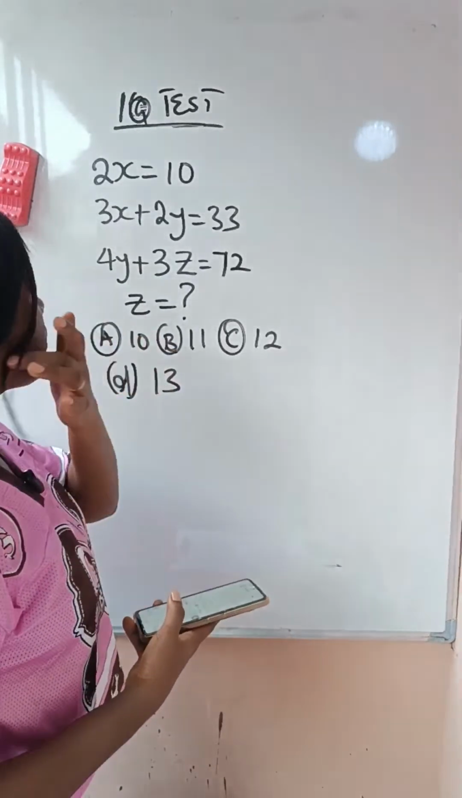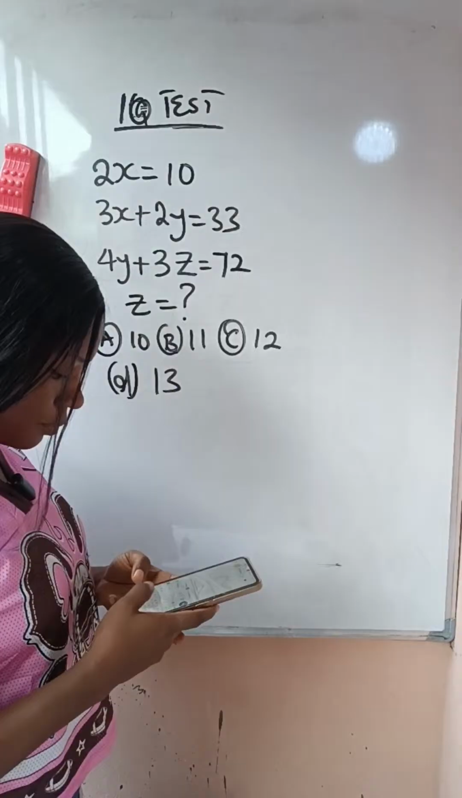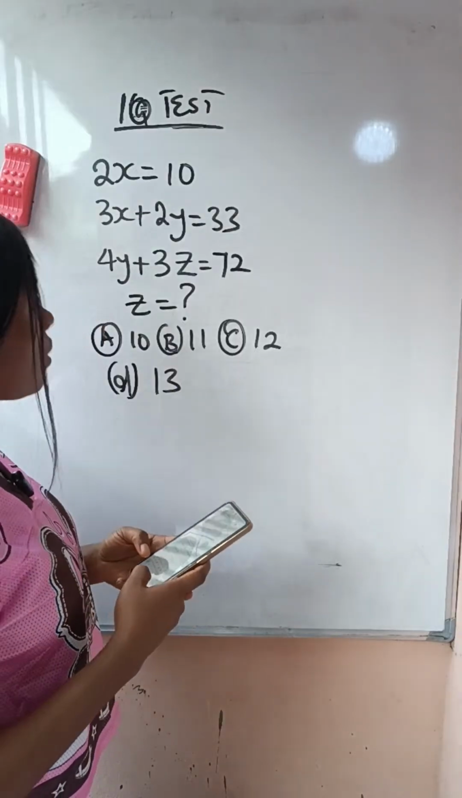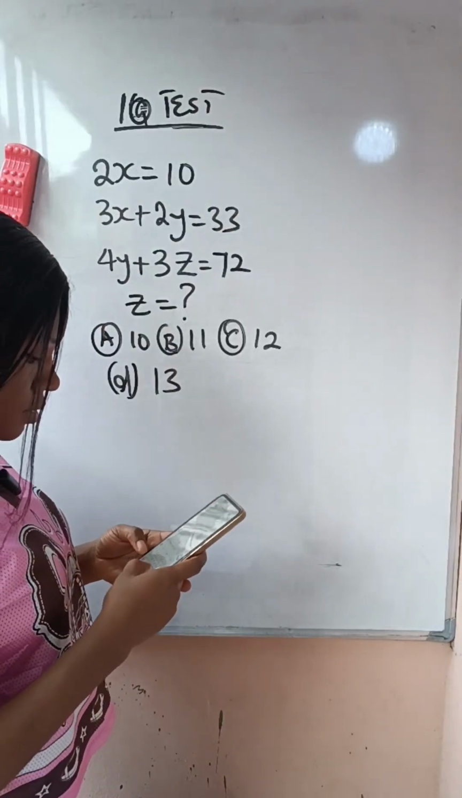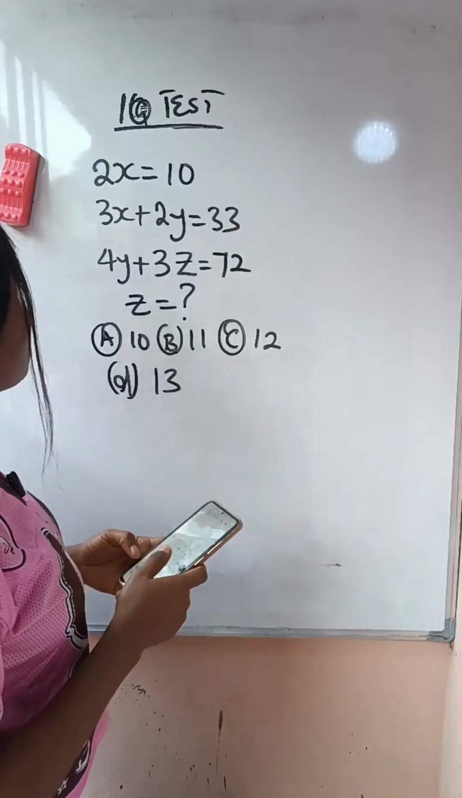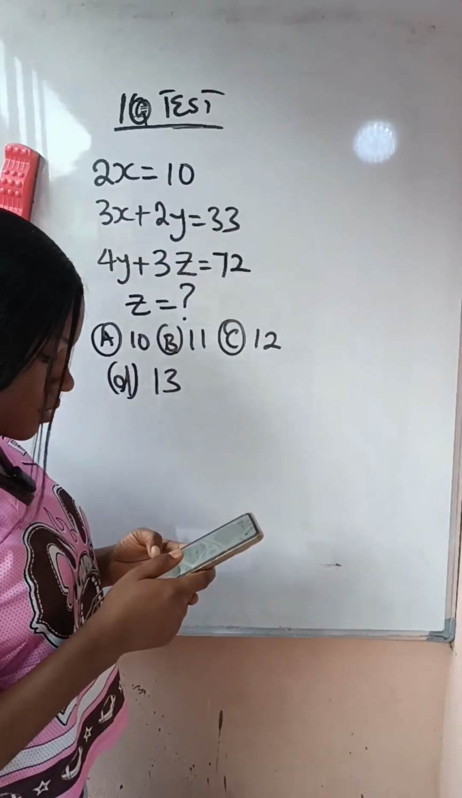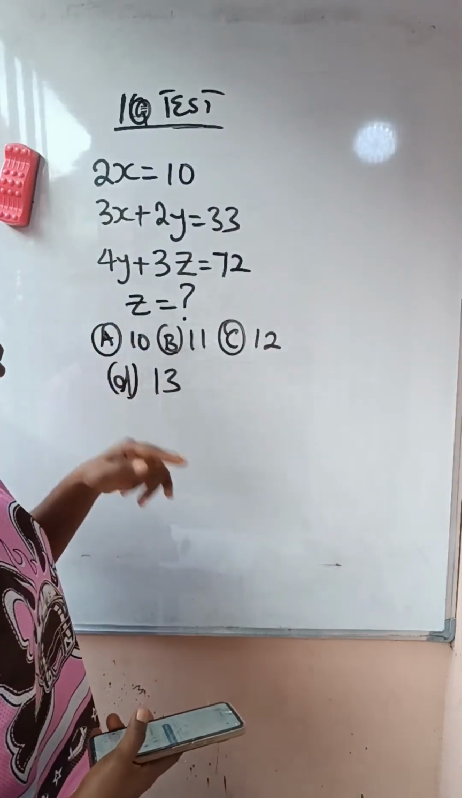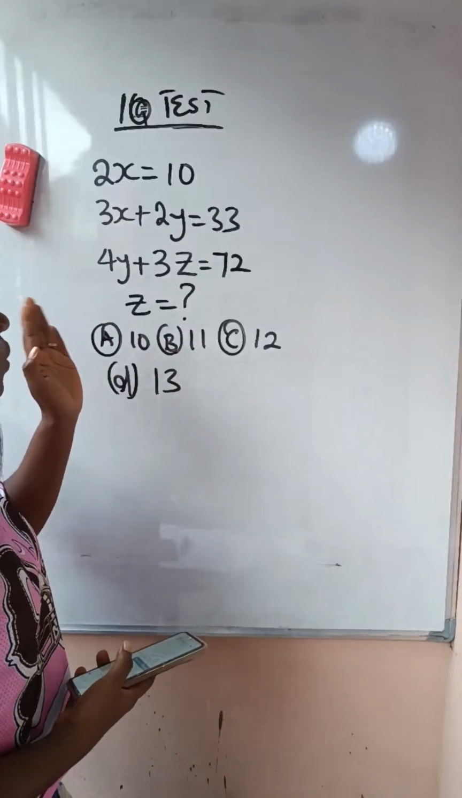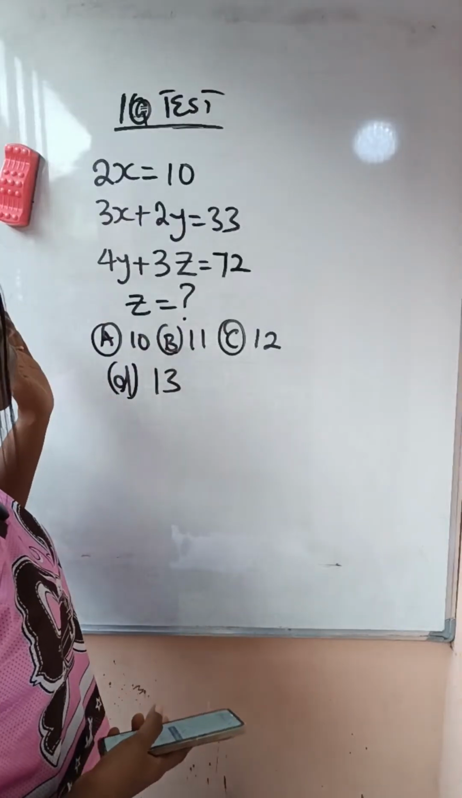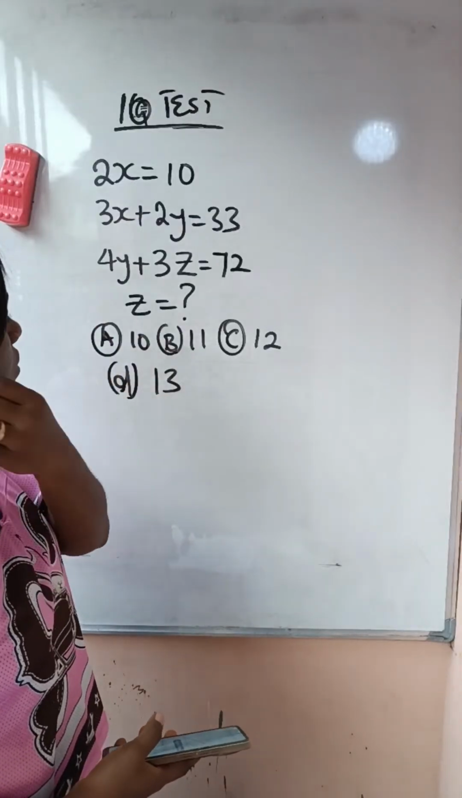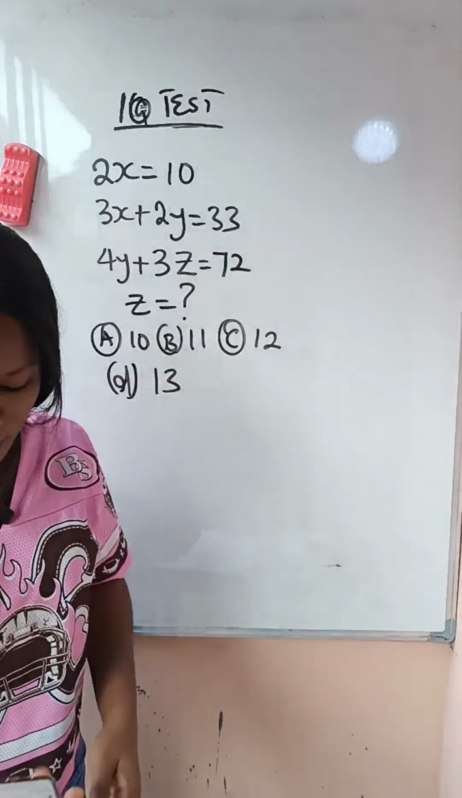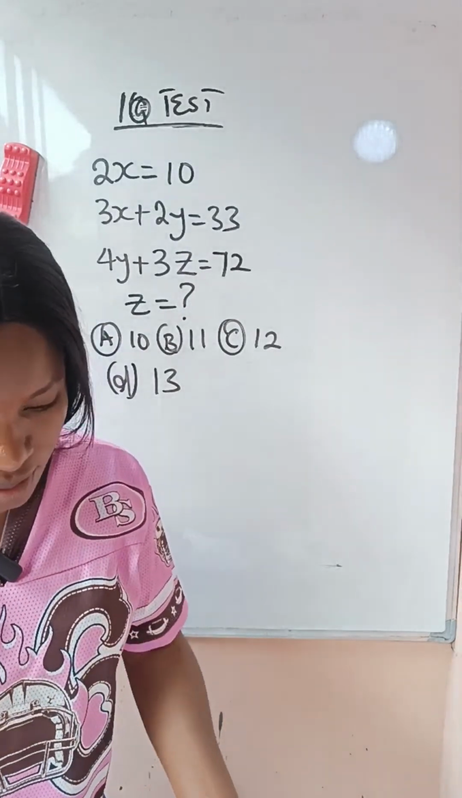It's actually very easy. If 2x equals 10 and 3x plus 2y equals 33, 4y plus 3z equals 72, you are asked what the value of z is. So option A is 10, B is 11, C is 12, and D is 13.